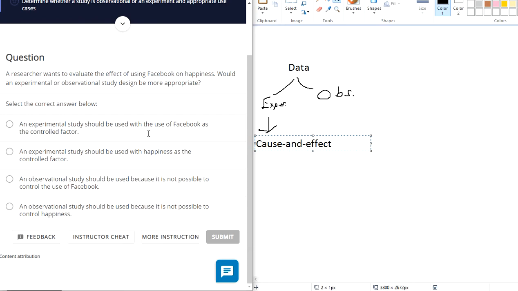An experimental study should be used with the use of Facebook as the controlled factor. So in theory, we could control that. We could tell people to use Facebook 2 hours a day, a different group to use it 1 hour a day, and a different group to use it no hours a day. An experimental study should be used with happiness as the controlled factor? Can't control happiness, right? An observational study should be used because it is not possible to control the use of Facebook. It is, unless you give in to the argument that we don't have control over our own actions. An observational study should be used because it is not possible to control happiness. So this is a tougher one, but this still is a cause and effect relationship they're studying, so that should be an experimental study.